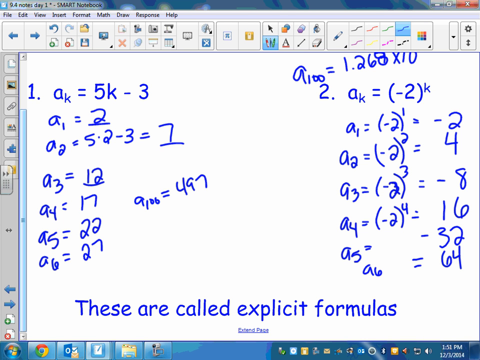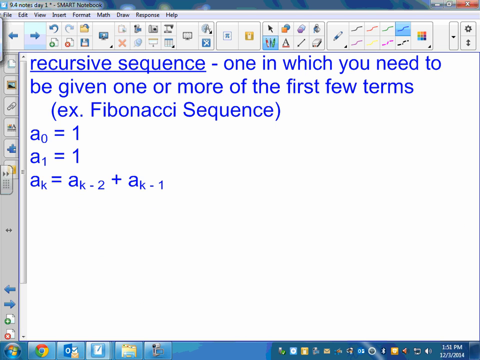So tomorrow, we're going to write our own formula. Instead of this, they're going to give you the pattern, and you have to write the formula. Sometimes you have to write the explicit formula, and sometimes you have to write the recursive formula, and sometimes you have to do both. I don't know why I always start with the Fibonacci sequence, because people get confused by it, and it kind of looks a little different.